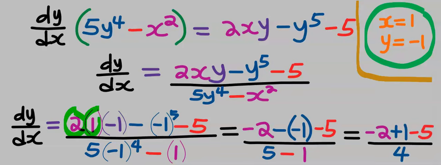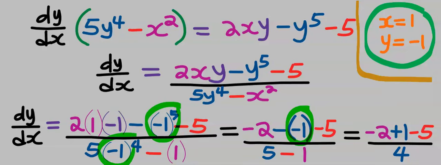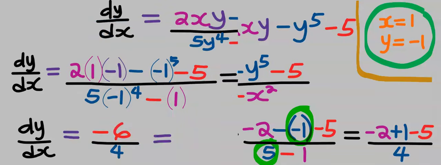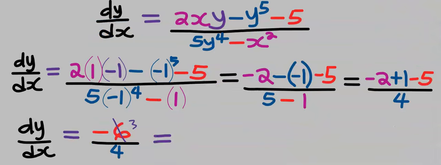2 multiplied by 1 multiplied by minus 1 will give you minus 2. Minus 1 to the power of 5 will give you minus 1. And minus 1 to the power of 4 in bracket will give you 1 multiplied by 5 will give you 5. Next, 2 here is 3, while 2 here is 2. And this is our dy dx.